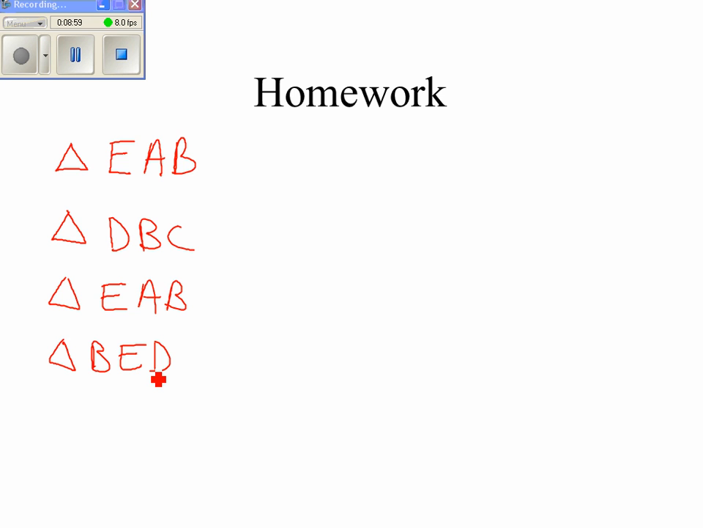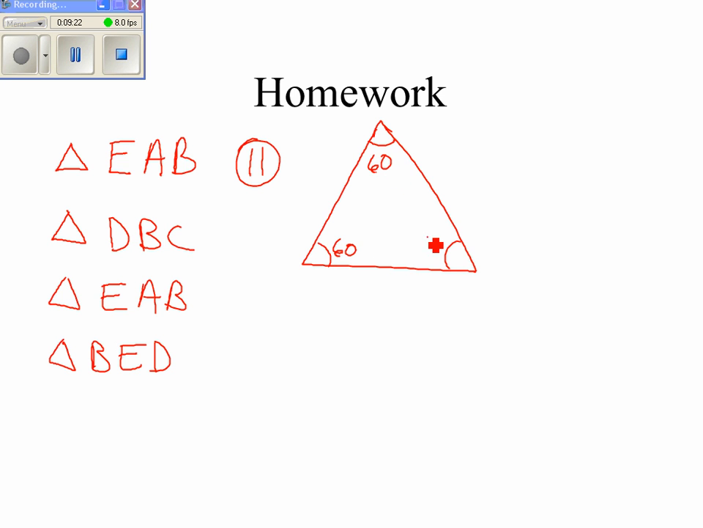Problem 11, watch carefully. They tell us triangle ABC is equilateral. What does it mean for a triangle to be equilateral? Sides and angles are all the same. So I know all these angles are the same. What are all those angles? 30 degrees? Close. 60. They're all 60 degrees, and we know all 3 of these sides have to be the same.